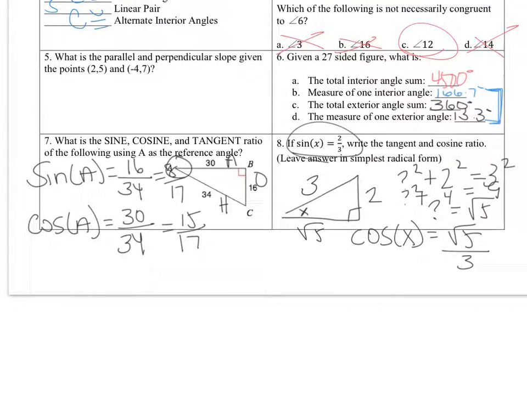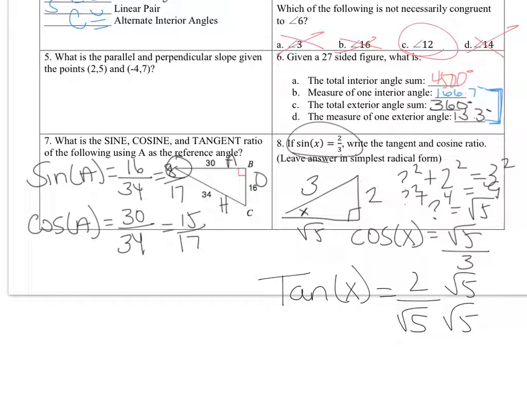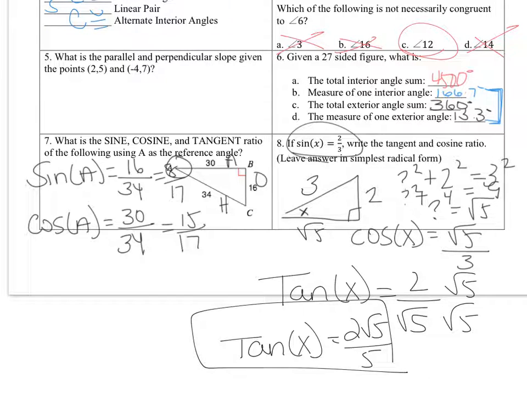And now tangent of x is opposite over adjacent. If you circle this as your answer, why are you losing points? Can't have a radical in the denominator. Multiply the top by rad 5, multiply the bottom by rad 5. So tan of x is really 2 rad 5 over 5. So those would be my answers.